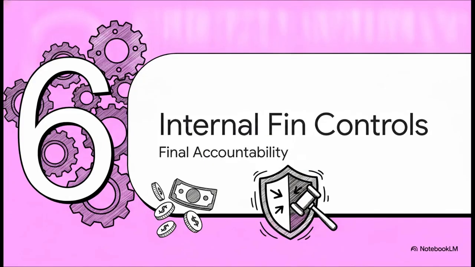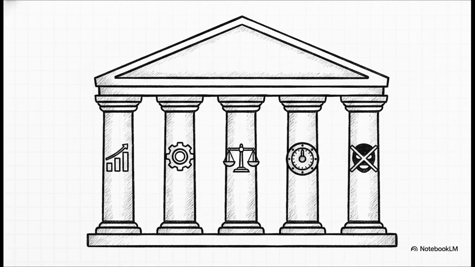Finally, Section 6, Internal Financial Controls, the Final Accountability. This is where we bring all this IT theory back home to the core regulatory requirement of the business itself. Internal financial controls, or IFC, are the policies and procedures a company puts in place to guarantee 5 major objectives. 1. The reliability of financial reporting. 2. The effectiveness and efficiency of operations. 3. Strict compliance with laws and regulations. 4. Safeguarding of assets. And 5. The prevention and detection of frauds. Even if a business is 100% automated, these 5 pillars absolutely must be guaranteed.